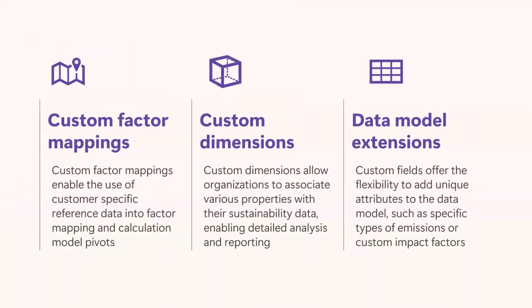Let's take a look at the three options we will compare today and see them in action. Custom factor mappings allow the use of customer-specific reference data in factor mapping and calculation model pivots. Custom dimensions enable detailed analysis and reporting by associating various properties with your sustainability data. Custom fields offer the flexibility to add unique attributes to the data model, such as specific type of emissions or custom impact factors. This level of customization ensures that your sustainability data is tailored to your specific needs, providing more relevant and actionable insights.